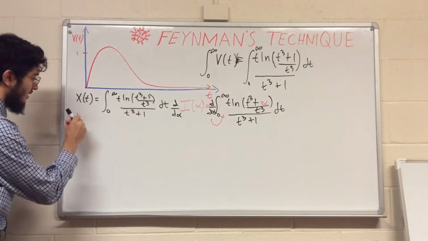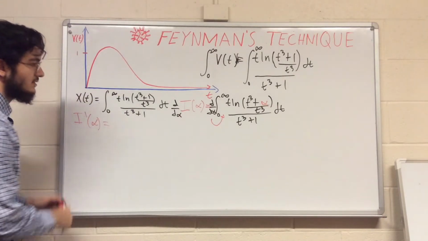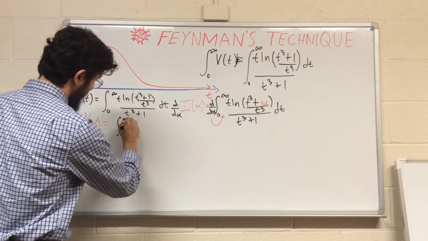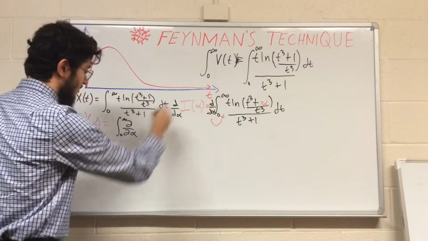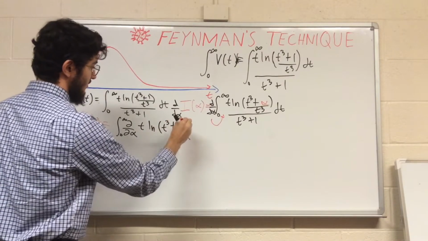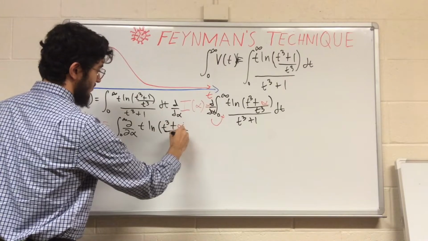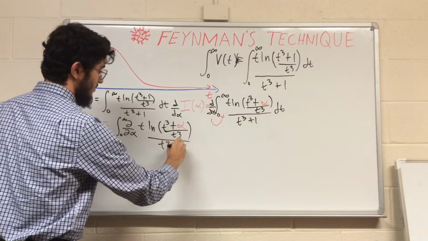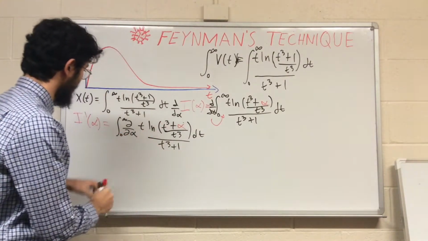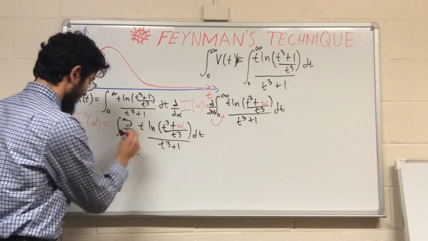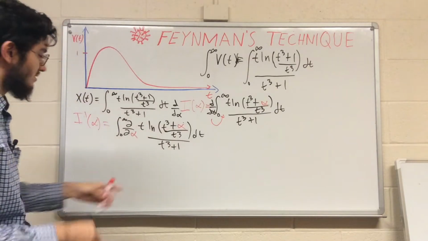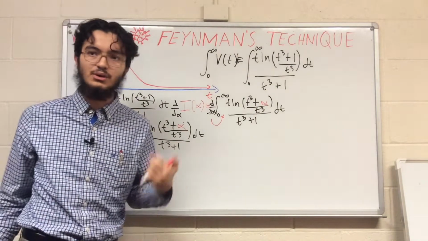We get that I prime of alpha is nothing but the integral from 0 to infinity of the partial derivative with respect to alpha of this function, t times natural logarithm of t cubed plus alpha, divided by t cubed, all of that over t cubed plus 1 dt. Now in this case we're going to take the derivative with respect to alpha, so we're going to have some chain rule to do. But first let's expand this a little bit using natural logarithm properties.